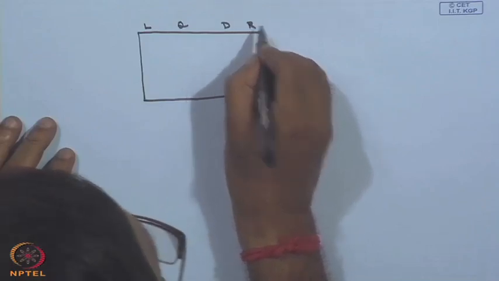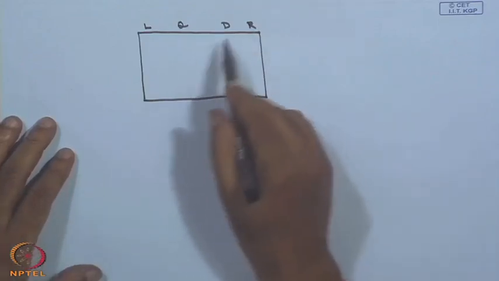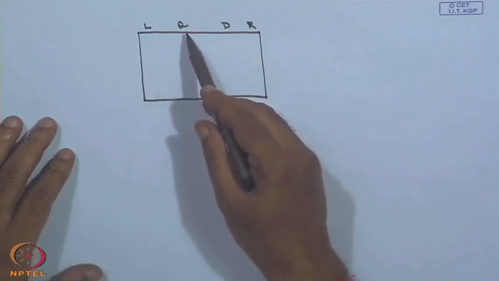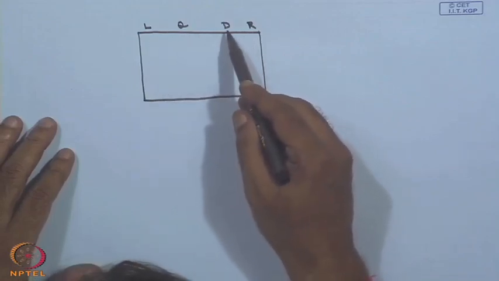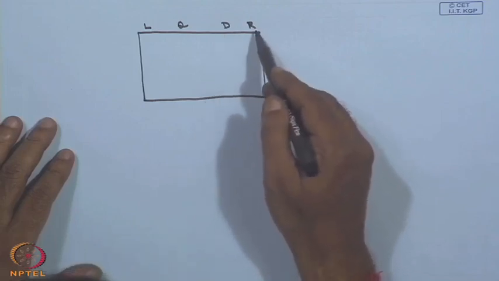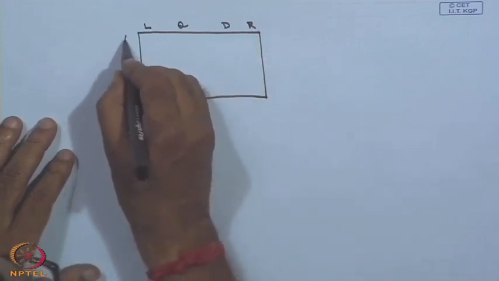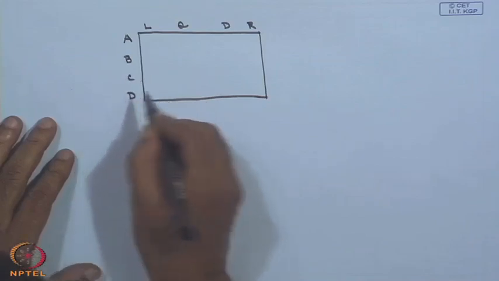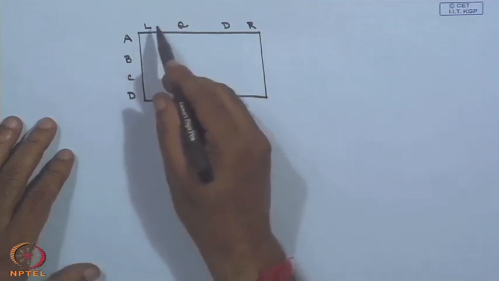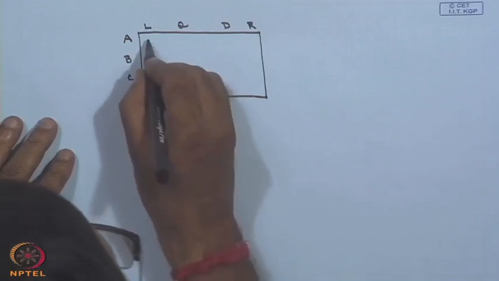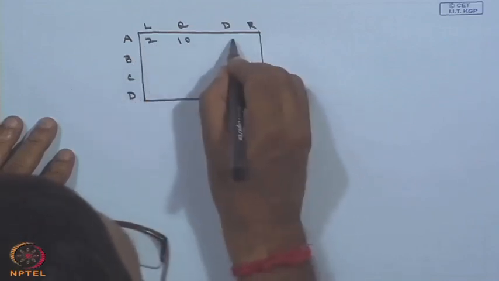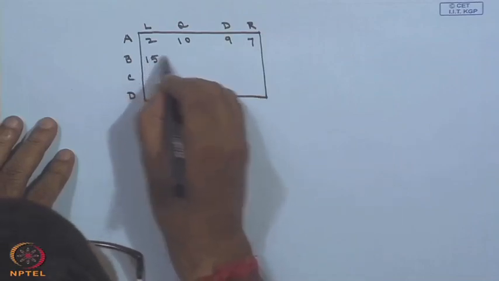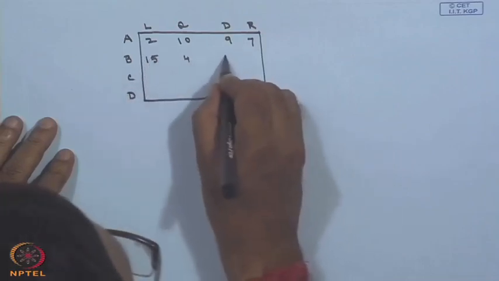Say 4 subjects L, Q, D and R. L is LPP, Q is queuing theory, D is data structure, R is real analysis. We have 4 professors, say A, B, C and D. For associating one teacher with a subject, corresponding costs are given as 2, 10, 9 and 7. For the second row, 15, 4, 14 and 8.